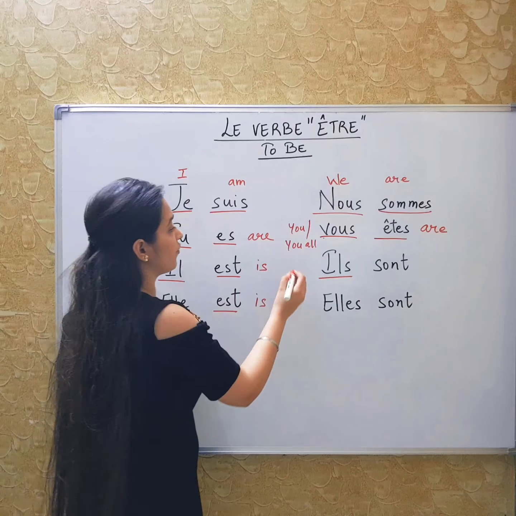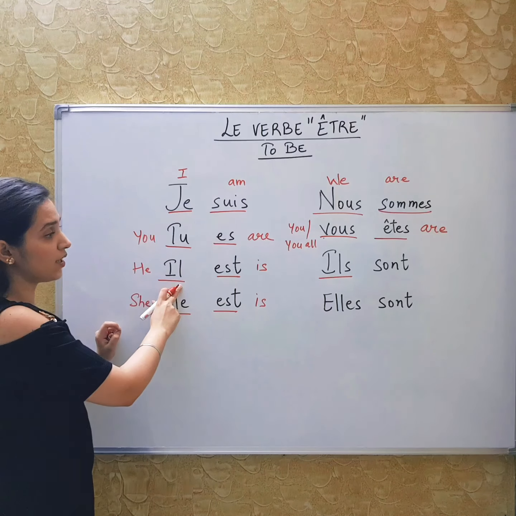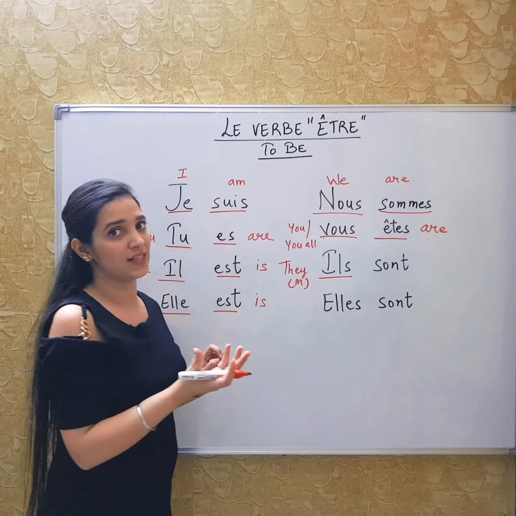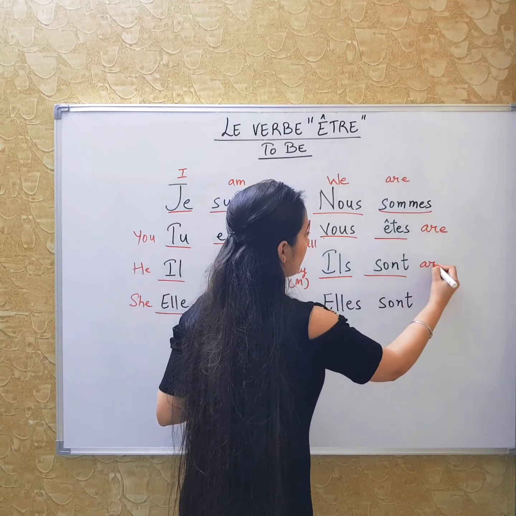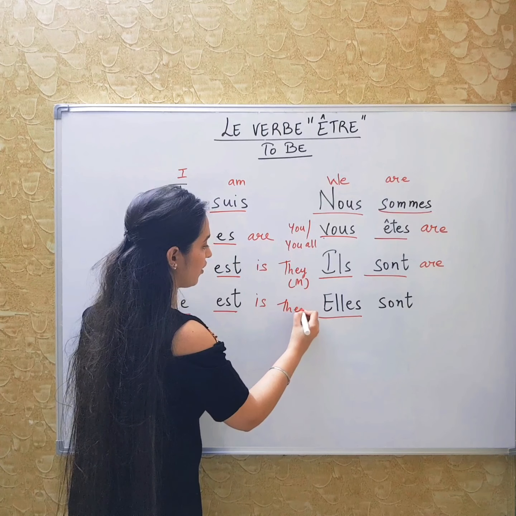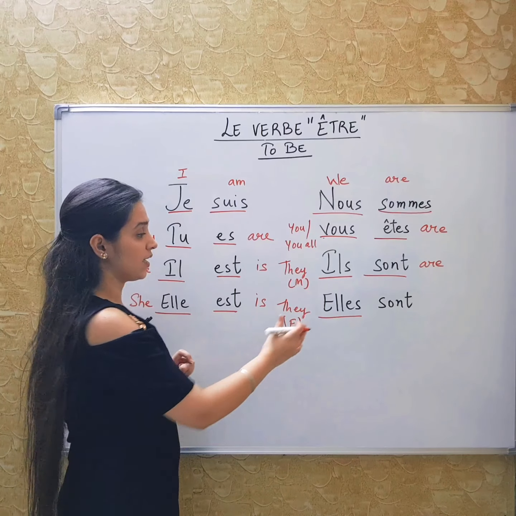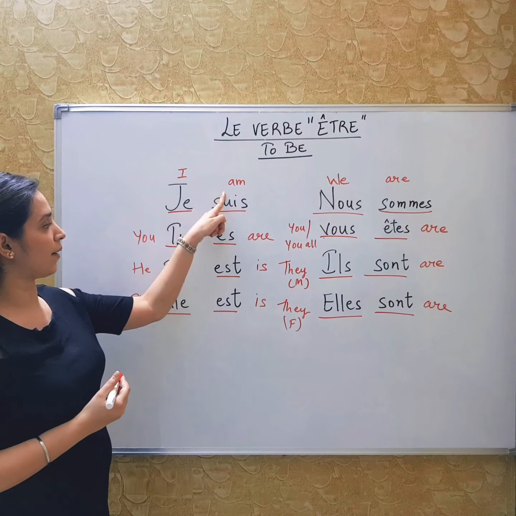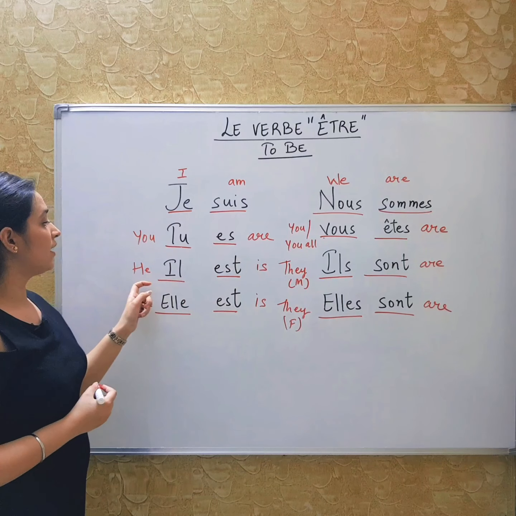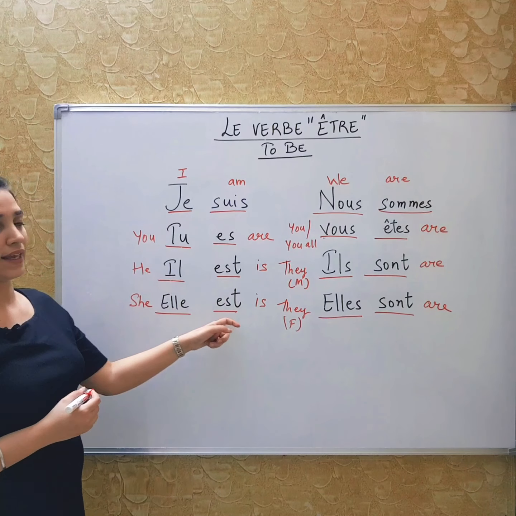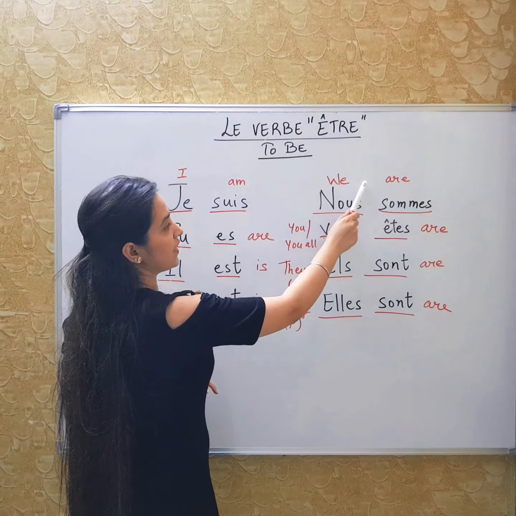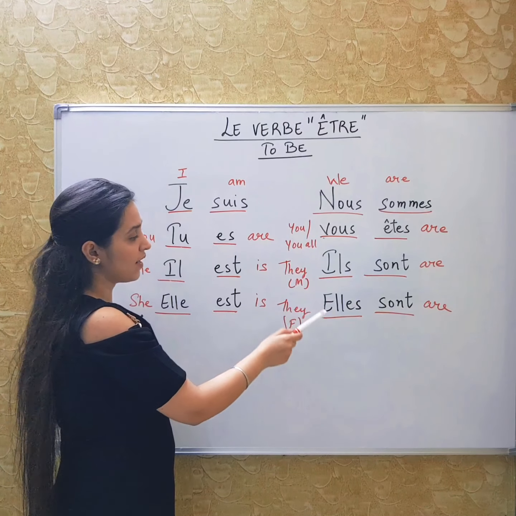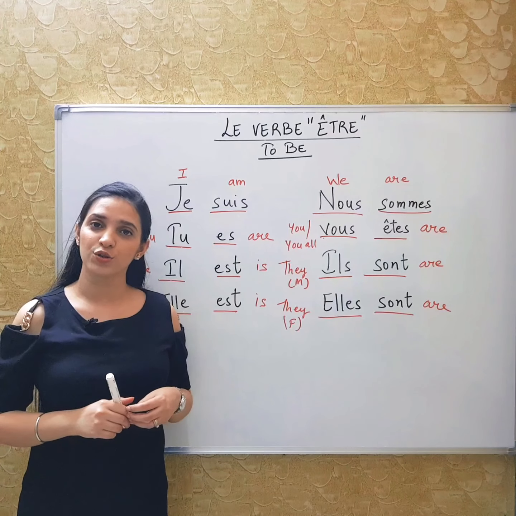Ils is pronounced "ill", we don't say "ills", no. Ill, this is also ill and this is also ill. So we say ils, they, for masculine when there are all males, all boys. They are. Elles means again they, for feminine, when there are all girls. They are. So here this means je suis, I am, tu es, you are, il est, he is, elle est, she is, nous sommes, we are, vous êtes, you or you all are, ils sont, they are, elles sont, they are. So, this is the conjugation of the verb être.